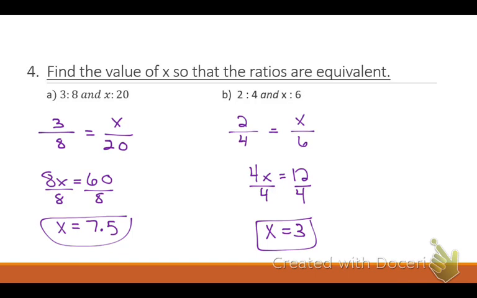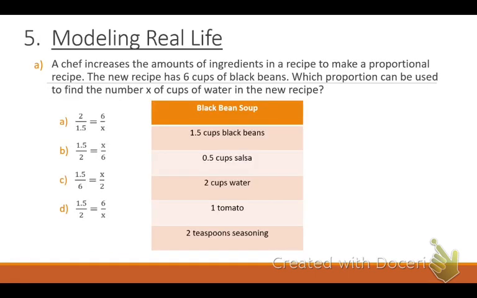Okay? All right, example 5. All right, a chef increases the amounts of ingredients. Now, we talked about this. Yeah, just flip the page. Okay, did you find it? Okay, I'll give you a minute to find it in your notes. Are you ready? Are you ready to listen?